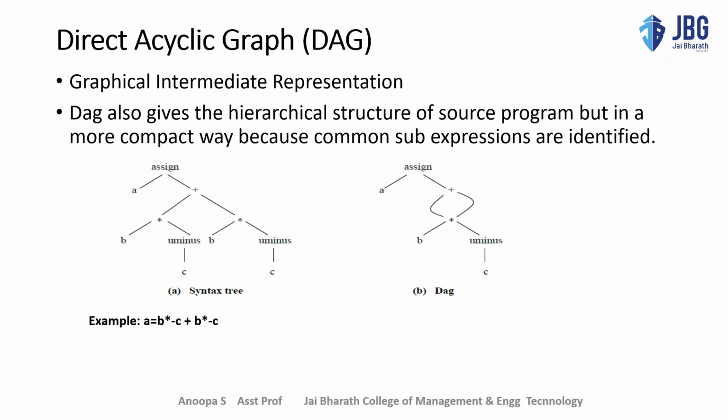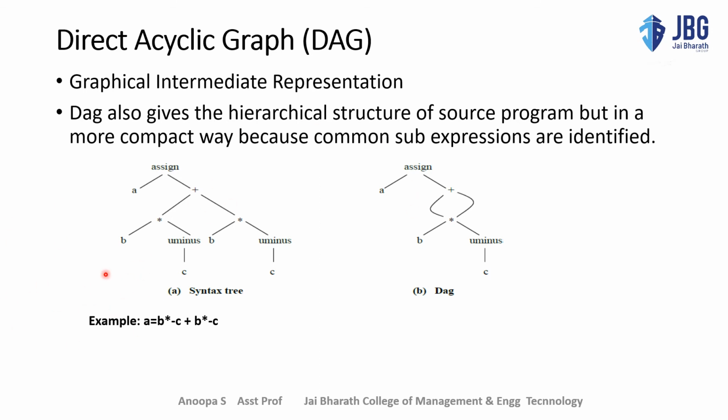Next is the directed acyclic graph. It is a graphical intermediate representation and it also gives a hierarchical structure of a source program, but in a more compact way because common sub-expressions are identified.